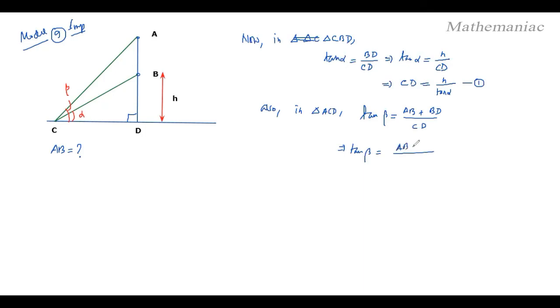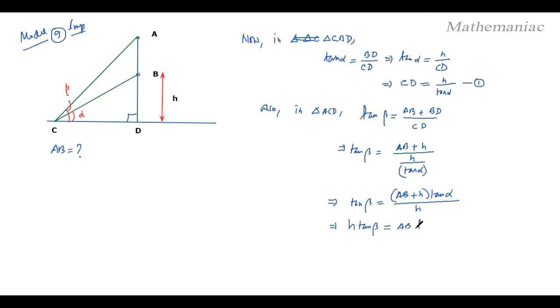So here all the values are known to us. AB is the part which we need to find. BD is h and CD is h by tan alpha. Now you have to only simplify this. There are two h, so both sides will contain h. So this is AB plus h whole into tan alpha divided by h. Now do the cross multiplication. It is h tan beta.